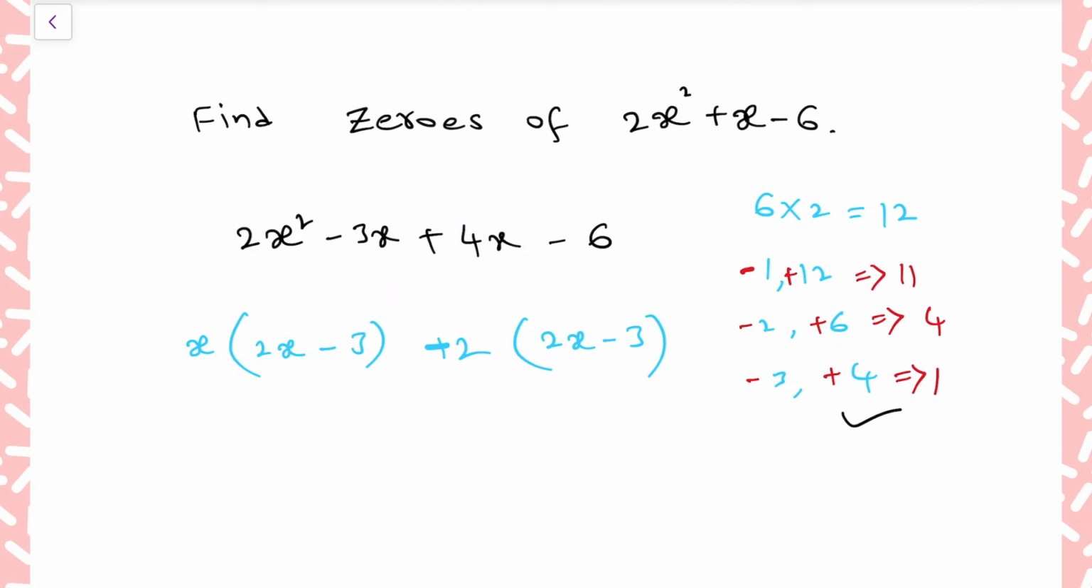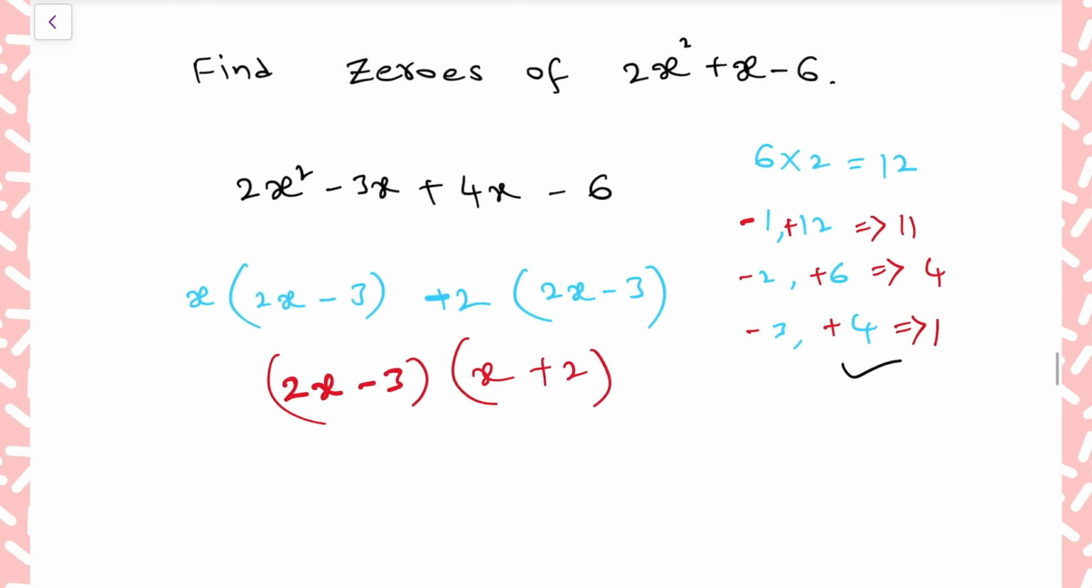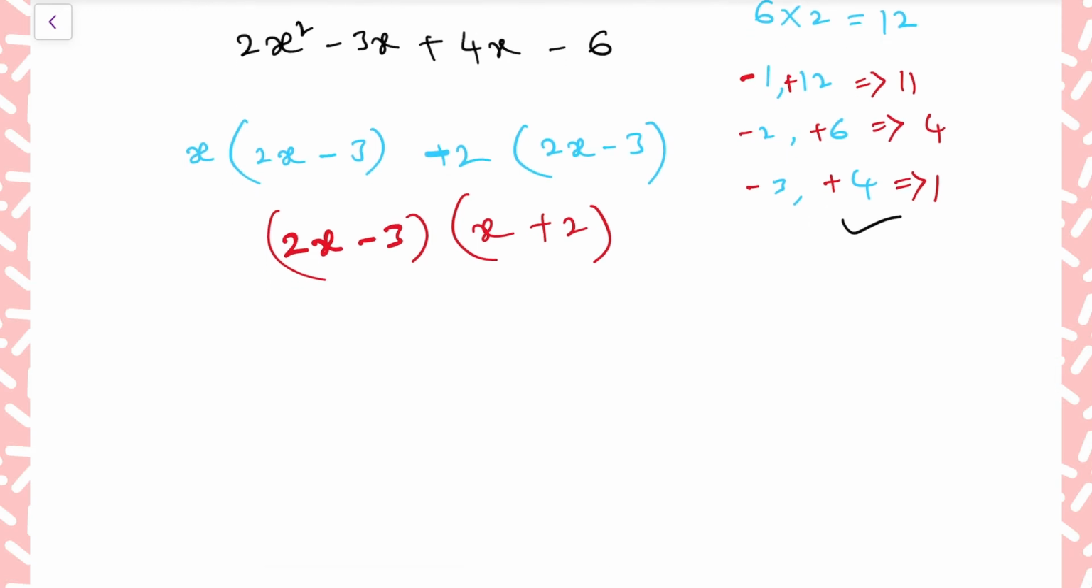Now 2x minus 3, 2x minus 3, it is there 2 times, right? So write it once, 2x minus 3 times x plus 2. These are factors of the given polynomial. Then we need to find out the zeros, right? So here minus 3 is there, so plus 3. Here multiplied by 2 is there, divided by 2. 3 by 2 is one of the zeros. Next, here plus 2 is there, then minus 2 will be the second zero. So 3 by 2 and minus 2 are zeros of the given quadratic polynomial.